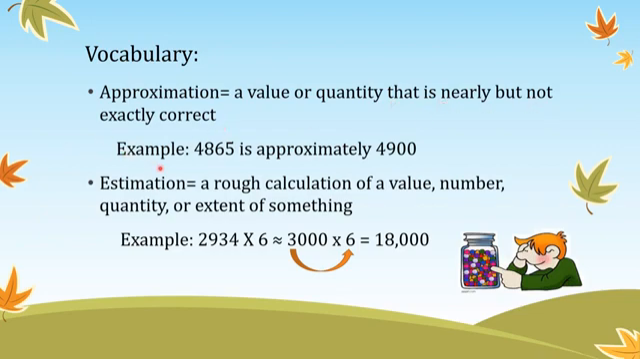An example of this is 4,865. We have to round up to the nearest hundred, and it's approximately 4,900.